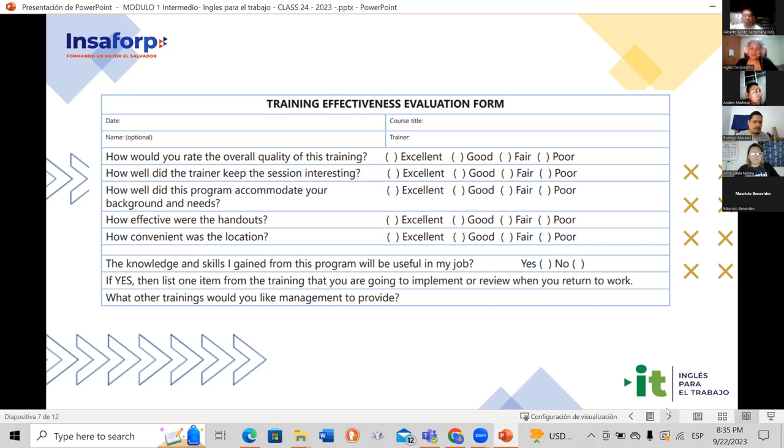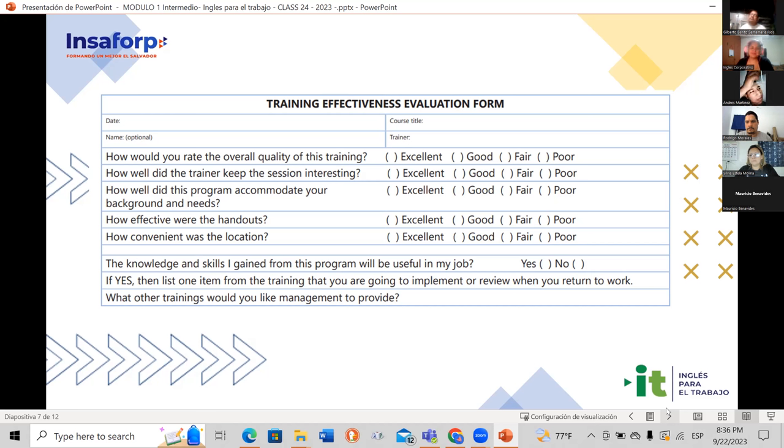What other training would you like management to provide? For example, if you have received a training about security in the company, what other areas would you like to receive a training on? What areas do you consider important in your company? But it's about security or private security, possibly personal defense.